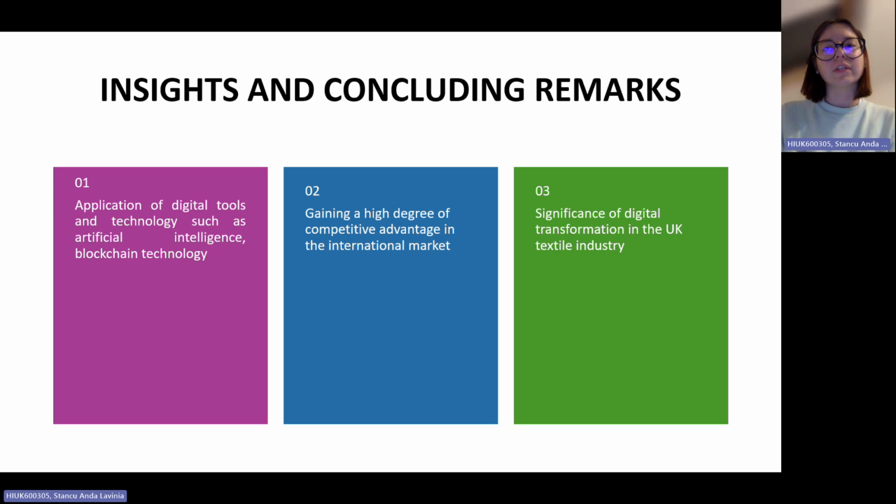Finally, it can be concluded that the application of digital tools and technologies such as artificial intelligence, blockchain technology, and machine learning algorithms can become highly effective for small and medium-sized business enterprises in the textile industry in the UK in terms of gaining a high degree of competitive advantage in the international market. Selection of primary quantitative research data can help the researcher answer the research questions. After successful completion of this research project, one can easily understand the significance of digital transformation in the UK textile industry, particularly for SMEs.